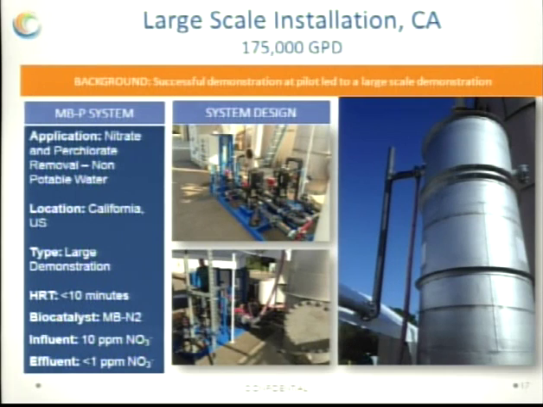This is a larger demonstration project. This is a non-potable water. It's a groundwater remediation site that has nitrate and perchlorate. It's 120 gallons per minute. The nitrate concentration is 10. It's got a really high perchlorate concentration, but this was to demonstrate at scale that we can install a system and do a side-by-side comparison to an existing type system. This is located in Northern California and is available for a visit anytime.